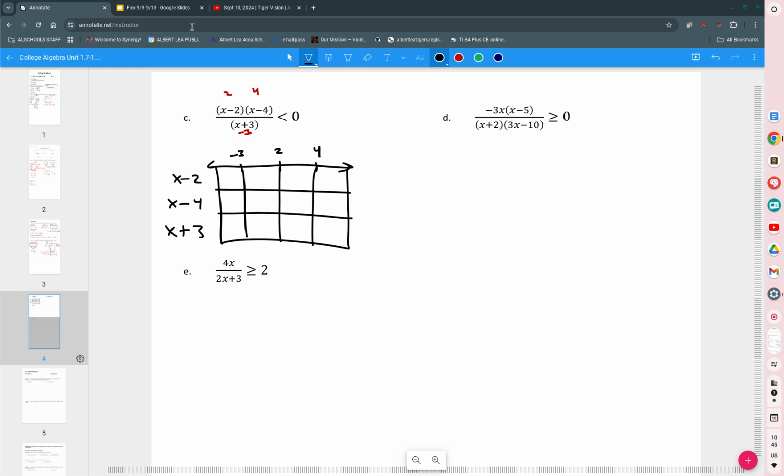Addie, can you give me a number to the left of -3? Sure, -4 works. Sorry about that. If I plug in -4, -4 minus 2 is negative. -4 minus 4 is negative. And -4 plus 3 is negative.